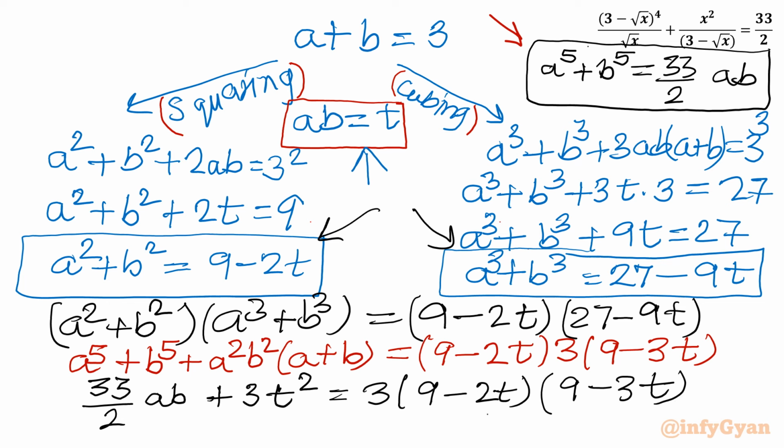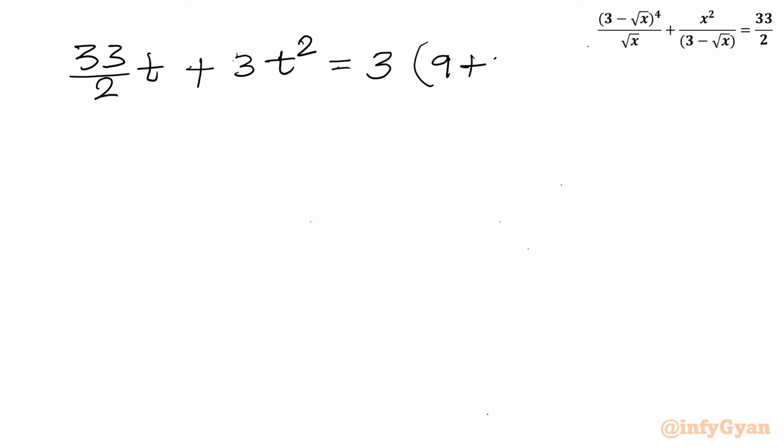Now you can see AB is there, so I will replace AB with t. So it will become 33 by 2t plus 3t square, equal to 3 times (9 minus 2t), in the other bracket (9 minus 3t).